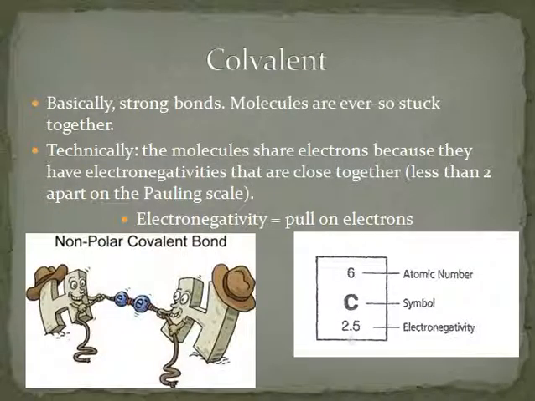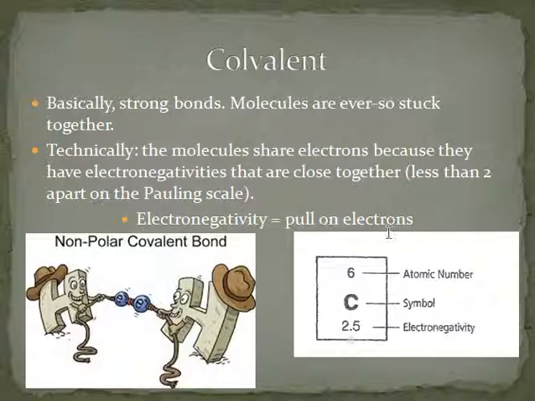Start with covalent. Basically, these are strong bonds. These are molecules that are very stuck together because they share electrons. So technically, we would say that the molecules share electrons because they have electronegativities that are close together. And by close together, we mean less than 2 units apart on the Pauling scale. Now what that means, first we'll start by defining electronegativity.